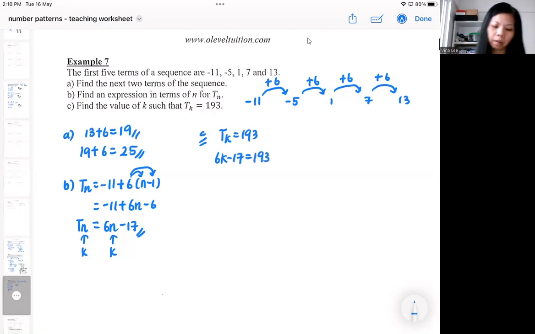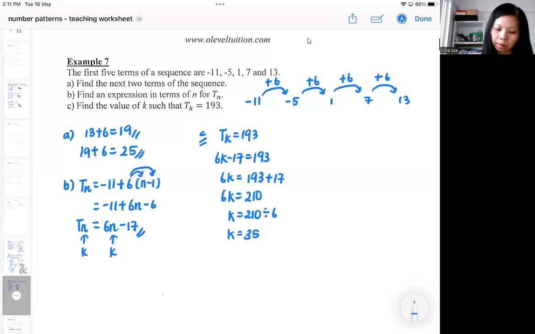So in a way, they are asking you, which term will you find 193? So do the same thing. Do your normal algebra, plus 17 on both sides. Divide by 6. You will get 35. That means K will be 35. That means where will you find 193? 193 is actually the 35th term.